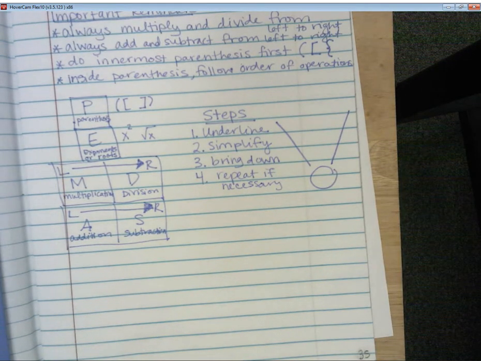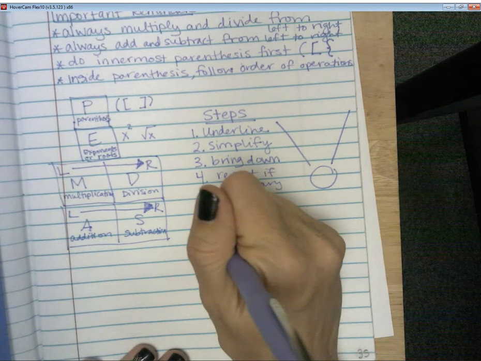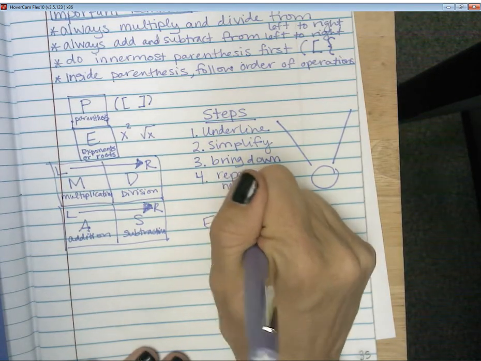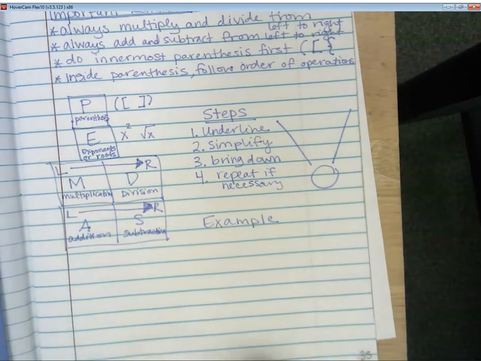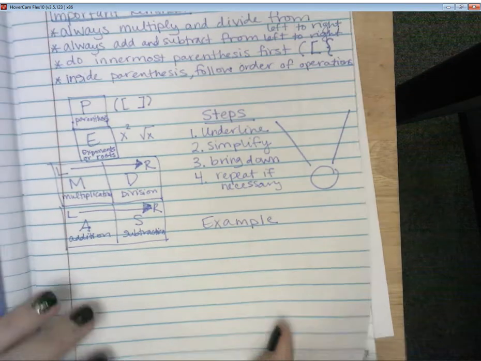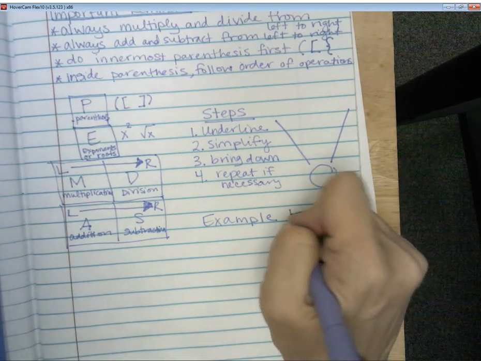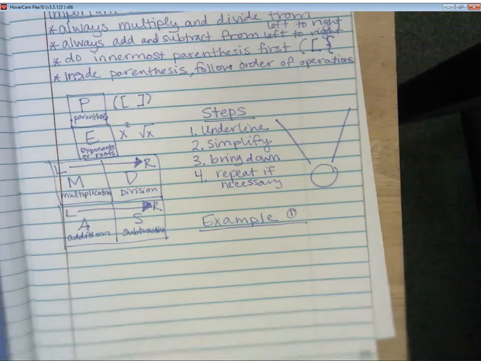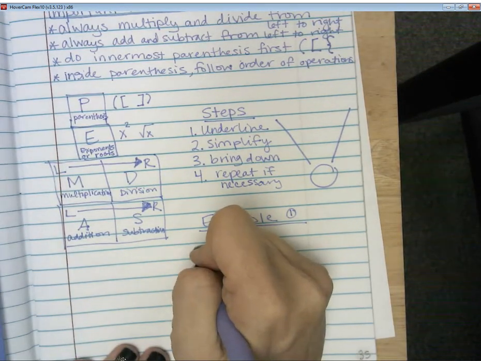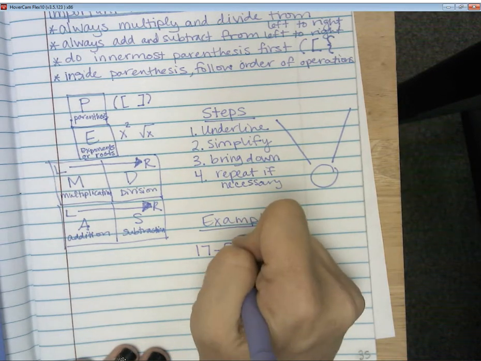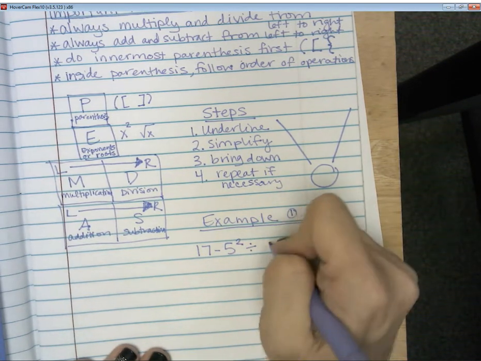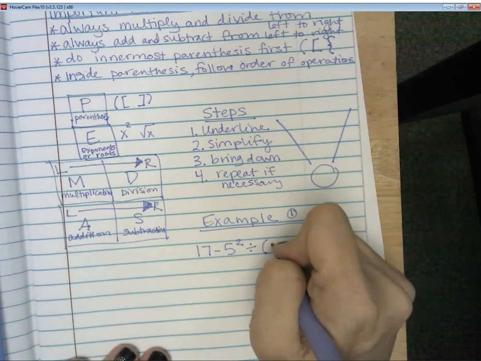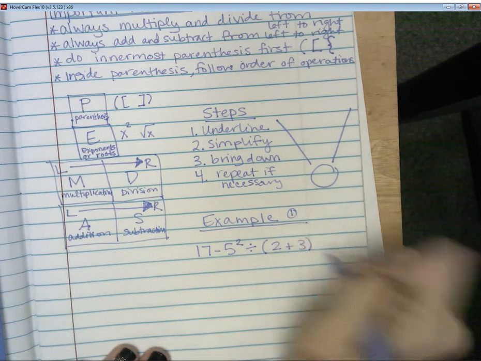So let's do an example together in our journal. And actually, guys, maybe we should just do our other examples on the back of this page so that we have them all in one place. So let's do that. We'll do example 1. So order of ops is going to take 2 pages. So example 1, we're starting with 17 minus 5 squared divided by the quantity 2 plus 3.